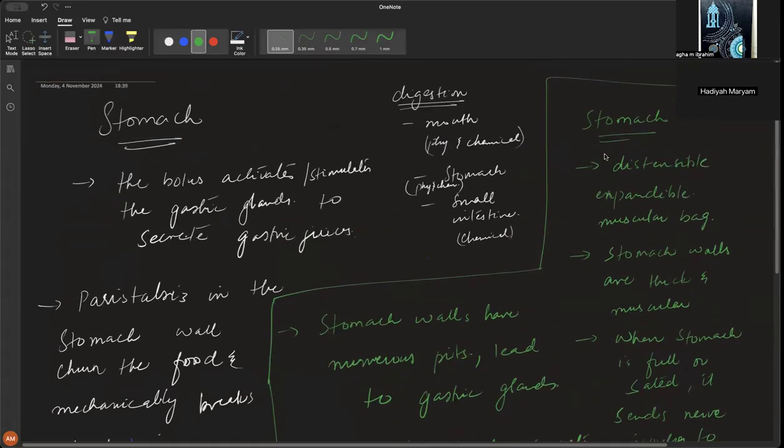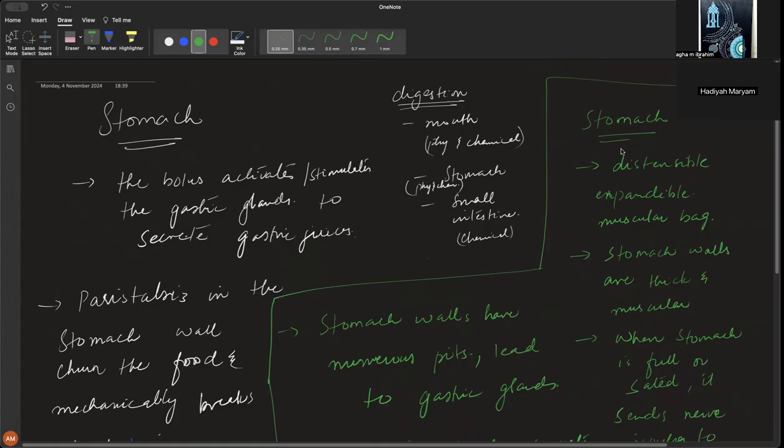We were able to understand the structure of the stomach. What is the structure of the stomach? What are the important components over there? And now we are trying to understand how all of these structures facilitate digestion, right?